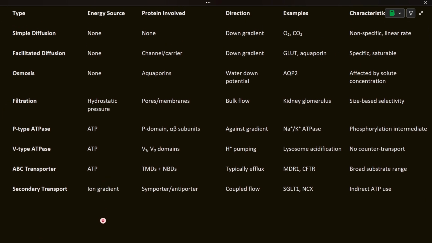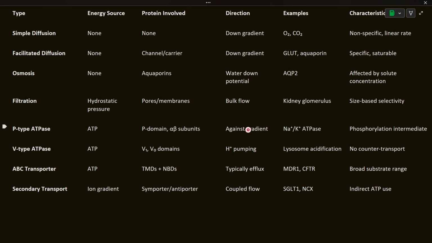Okay, so if the question arises what type of energy source is used for bringing out the secondary transport, you would say the ion gradients. The ions move downhill according to the gradient, and that releases energy, and that released energy is used to couple with the flow of the other molecule against its concentration gradient. The primary transporters are P-type ATPases, V-type ATPases, and ABC transporters. All of them hydrolyze ATP and drive the movement of molecules against their concentration gradient.